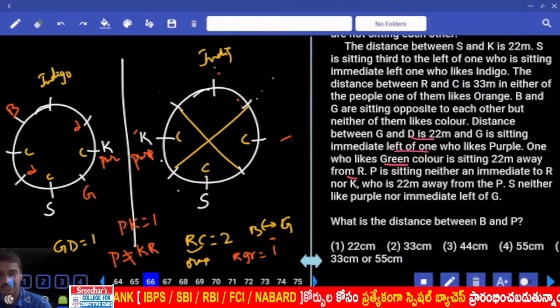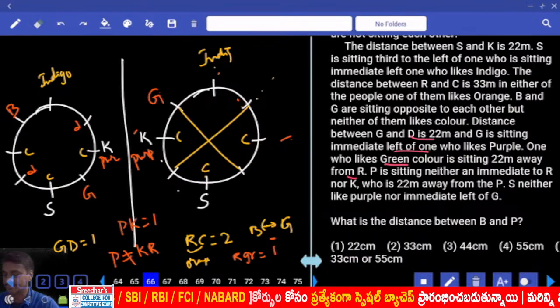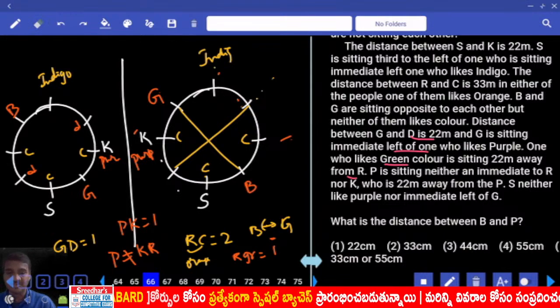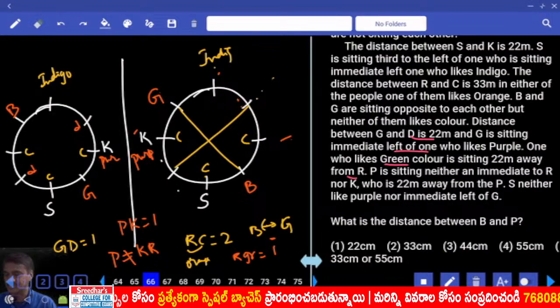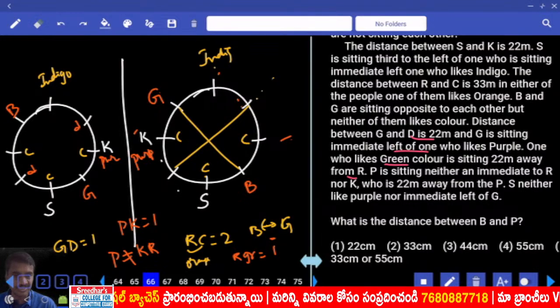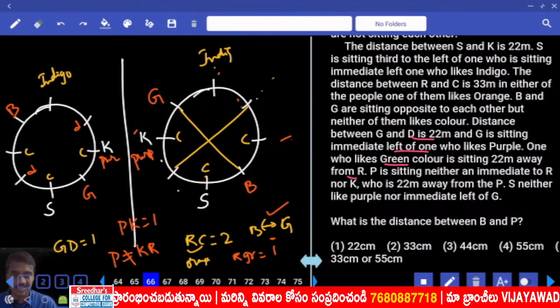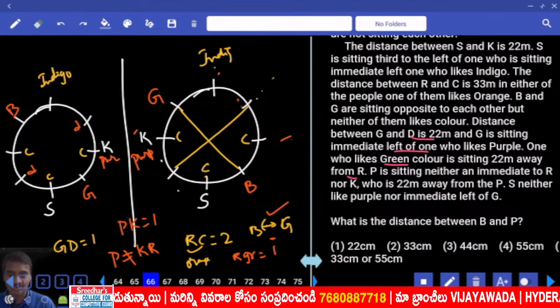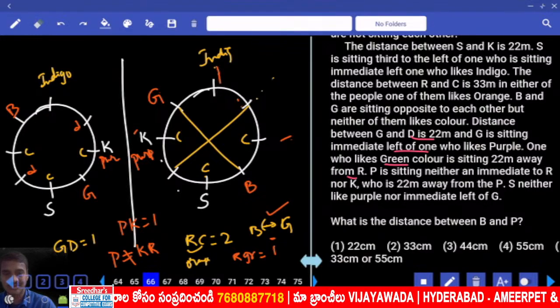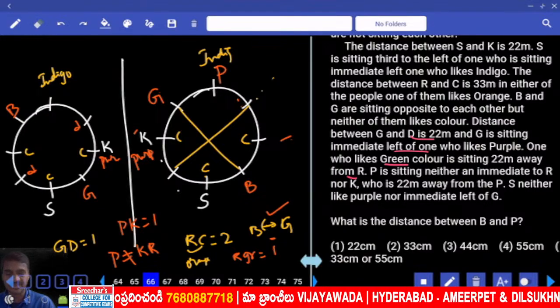Now, with purple here, who must be to the immediate left of purple? G. And where G is, who must be opposite? B. G and B are opposite. Between G and D there is exactly one person. Then between R and C there are exactly two people, and between P and K there is exactly one, so P must be here.